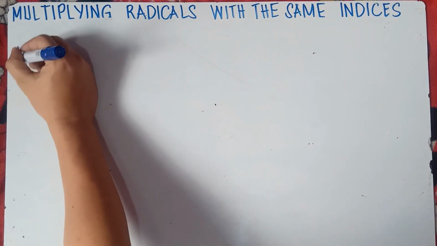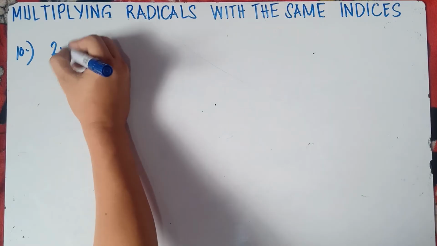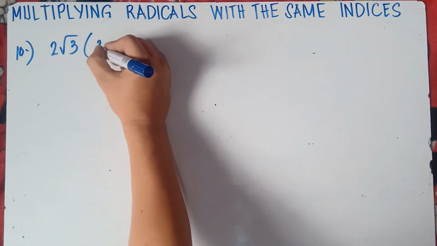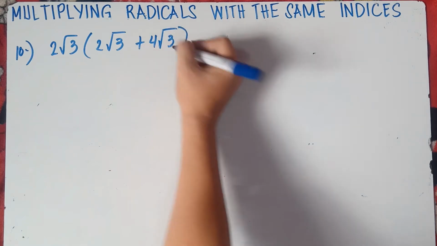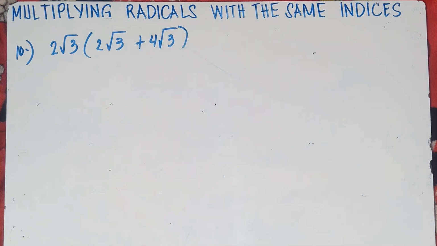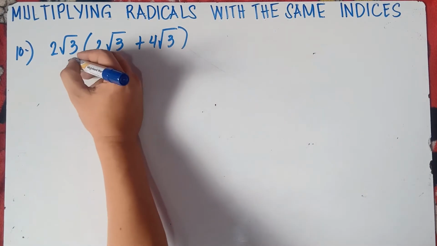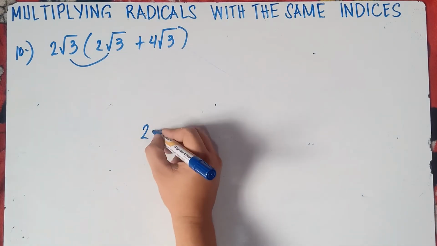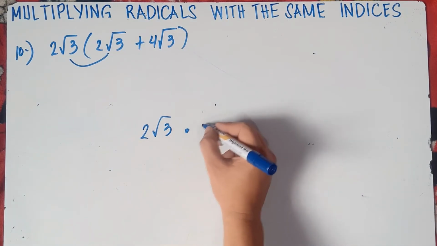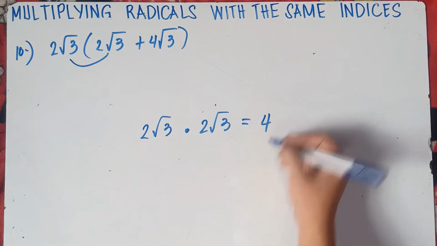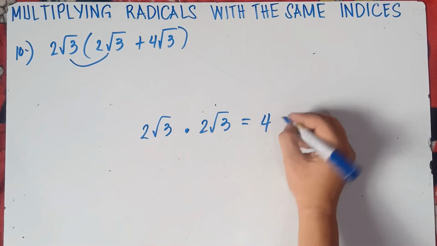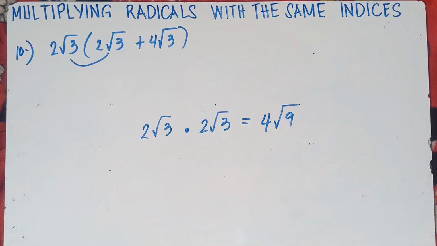Alright, let's have number 10. 2 square root of 3, quantity 2 square root of 3 plus 4 square root of 3. So the thing that we will do, class, is we just need to do the distributive property. So multiply this one, 2 square root of 3 times 2 square root of 3. So this will be 2 times 2, that is 4. Square root of 3 times square root of 3, that's square root of 9. Can we simplify square root of 9? Yep. Square root of 9, that is 3.